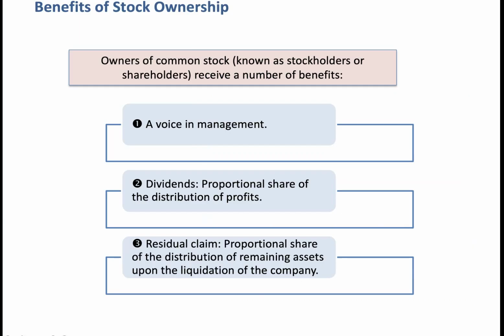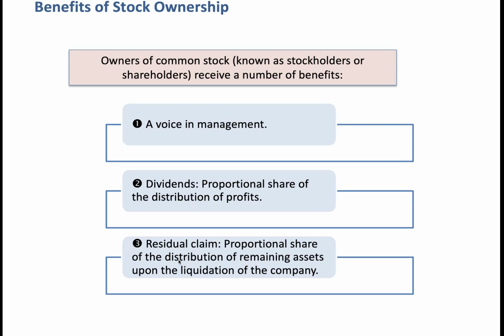Let's get started. If you remember, we talked about capital structure in Chapter 9. When we discussed capital structure, we discussed the costs and benefits of having different types of fundings from either the creditors or the stockholders. So stockholders or shareholders are those people or institutions who own the common stock of a company. Owning a common stock allows the shareholder to have a voice in the management. They can receive dividends proportional to the share of the distribution of the profits. And they also have the residual claim.